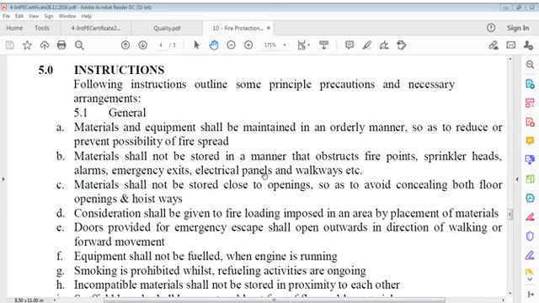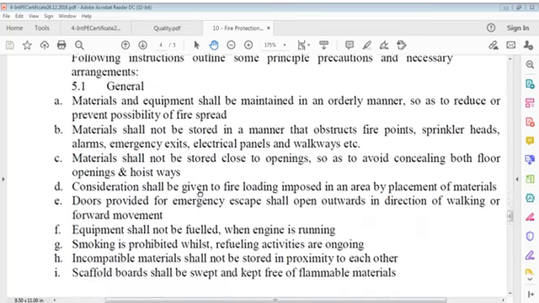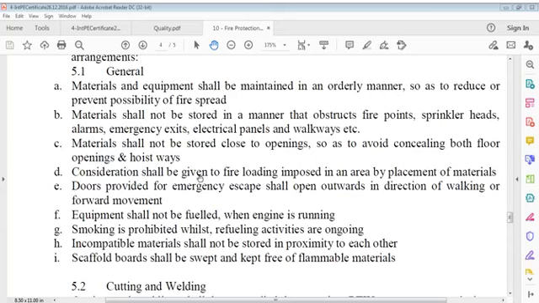Instructions. The following instructions outline some principal precautions and necessary arrangements. General. Materials and equipment shall be maintained in an orderly manner so as to reduce or prevent possibility of fire spread.